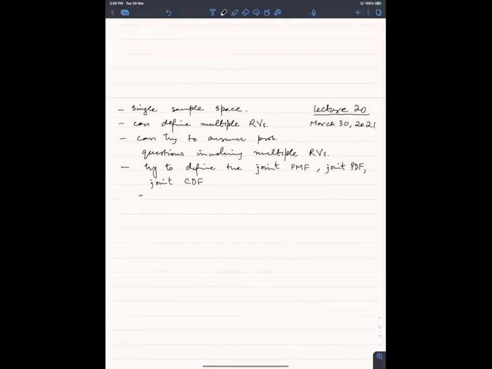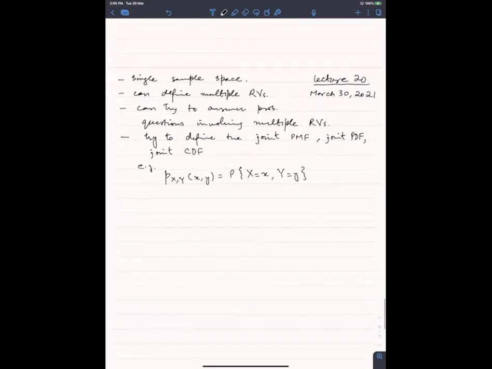So for example, we said that the joint PMF of x and y, taking values small x and small y, would be equal to the probability that capital X takes a value small x and capital Y takes a value small y. This is the joint PMF of x and y. Similarly, the joint PDF of x and y was defined in a similar way to how we had defined the PDF of a single random variable. We did not have a definition for the PDF, but we defined the PDF by using it in an expression.